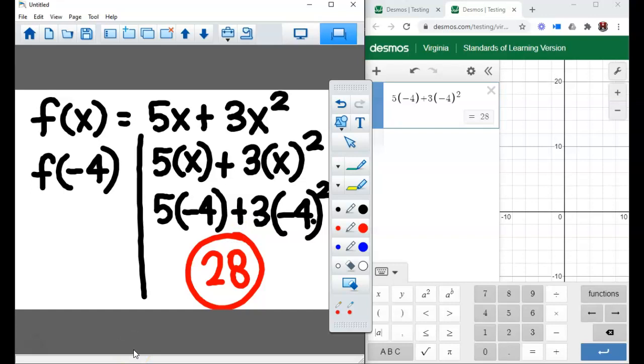But let me stress again, you needed parentheses here because it was 5 times x. There's a number in front of x. So that's why we put those there. And then here, you had x to the second power. That's the other time I need those parentheses. So that's why we're doing that.